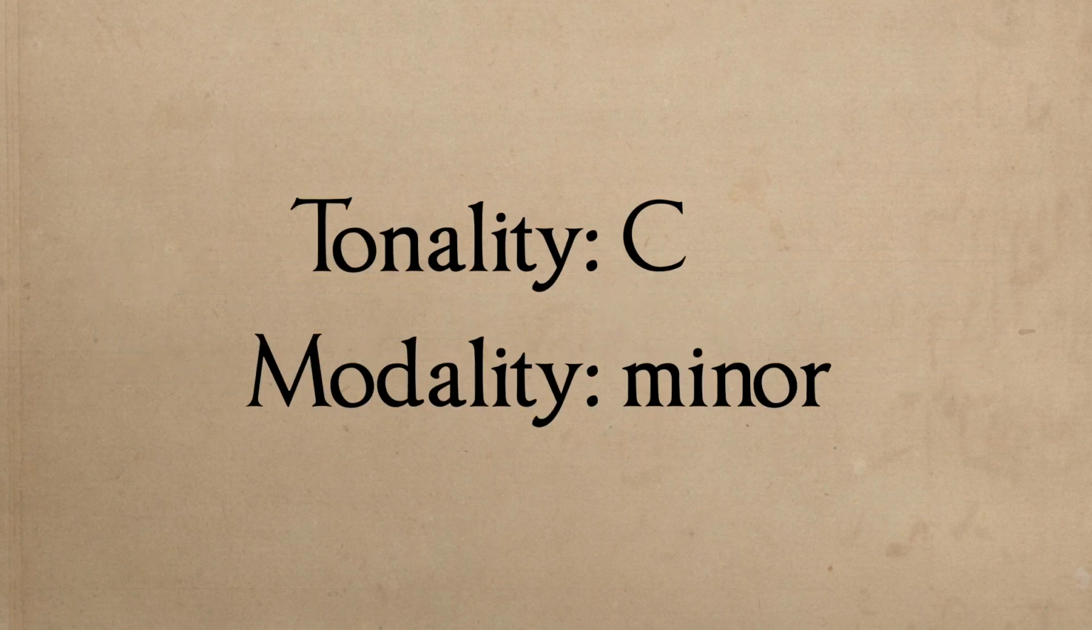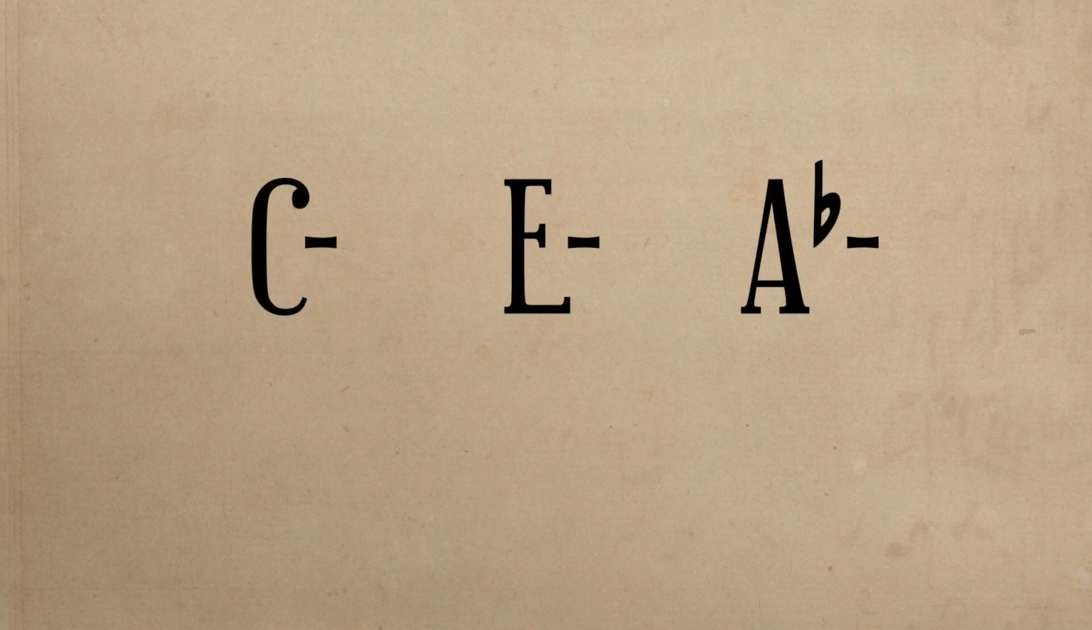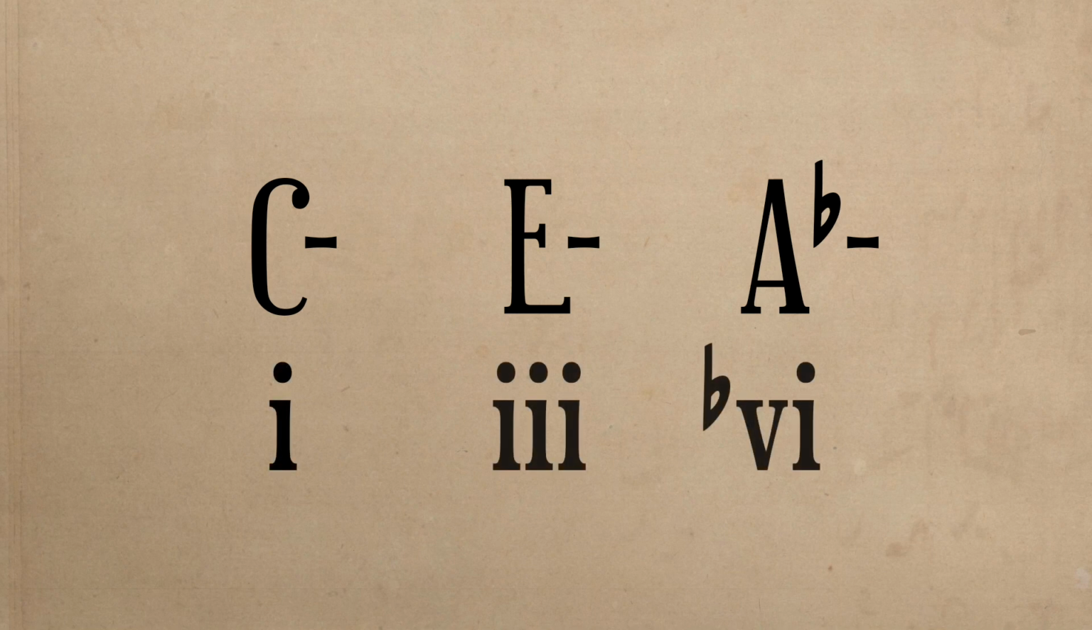So the tonality of the theme is C and its mode is minor. Harmonically, we're dealing with only three different chords, which are C minor, E minor, and A flat minor. C minor is, of course, the 1, but E minor is the chromatic minor 3 chord, and A flat minor is the chromatic minor flat 6.